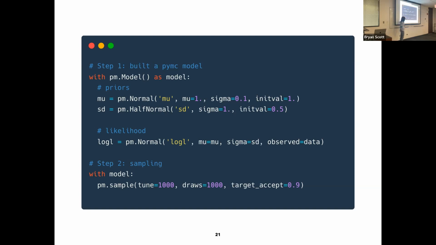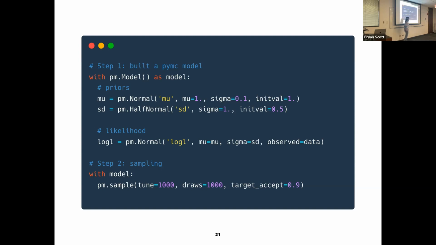By default, we have tune for 1,000 steps. The MCMC has some initial exploration where the trials don't really represent the true posterior parameter space. We just throw away those initial starting stages, the warm-up stage. And draws is how many draws we make after the tunes.